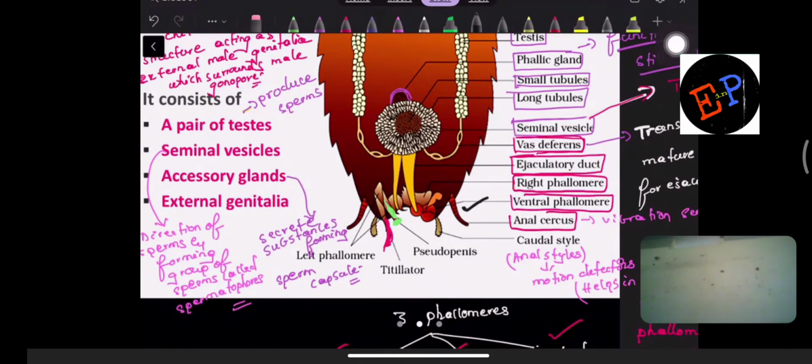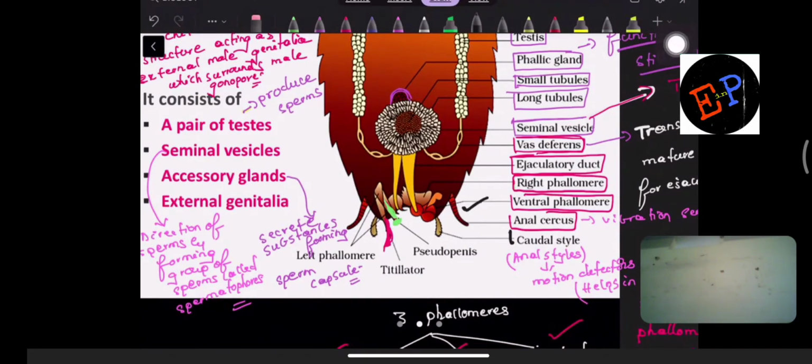Then we have an anal style, which is also called a caudal style. What is the function of this anal style or caudal style? It is responsible for detecting the motion of the female cockroach, to find where the female cockroach moves. So it helps the cockroach in copulation. Are you able to understand? That is the function of the anal style or caudal style.